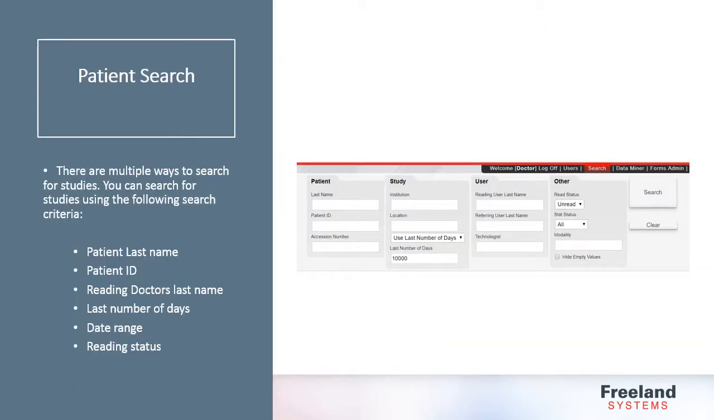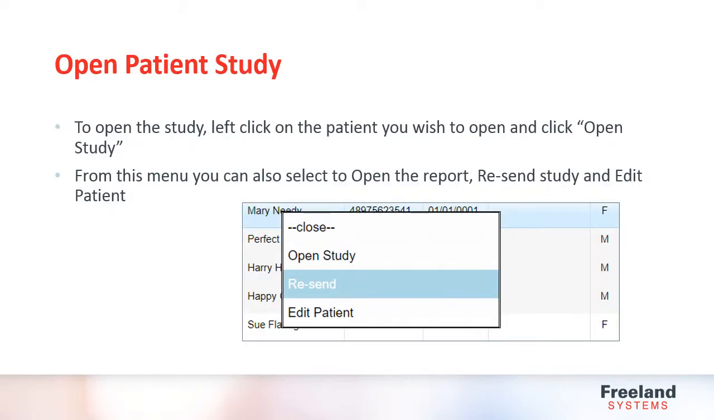There are multiple ways you can search for studies. You may use the patient last name, patient ID, reading doctor's last name, last number of days, date range, and reading status. By clicking on a patient name, you are able to open the study. From this menu, you can also select to open the report, resend the study, and edit the patient information.